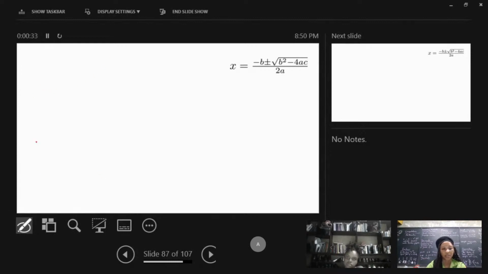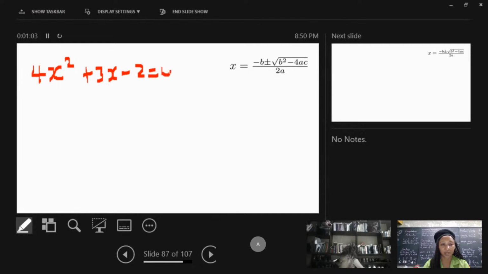So here you go, Imani. So we have, why is this giving me so much trouble? Come on now. We have 4x squared plus 3x minus 2 equals 0. Yes, miss. All right, so walk me through it. What am I to do?